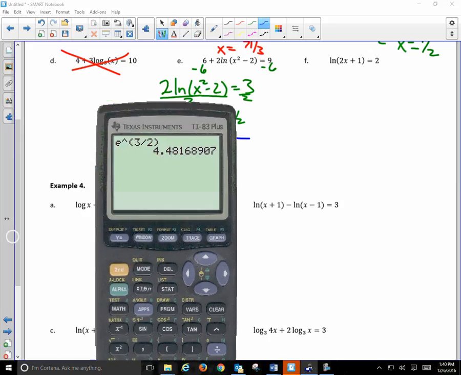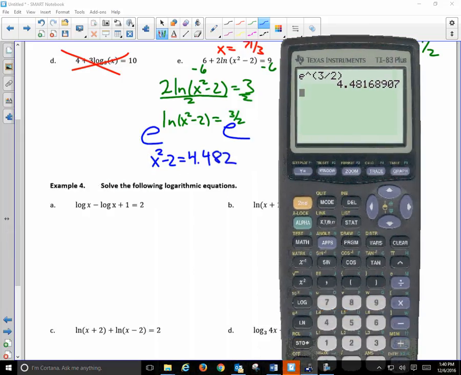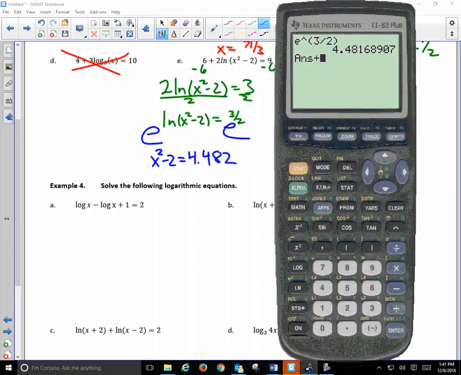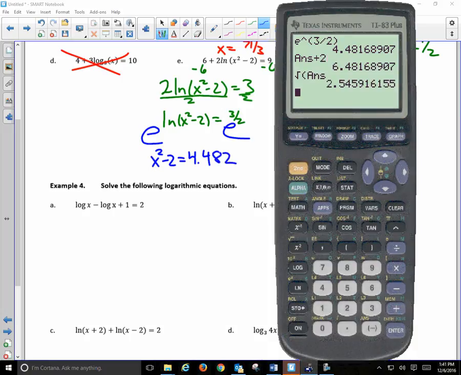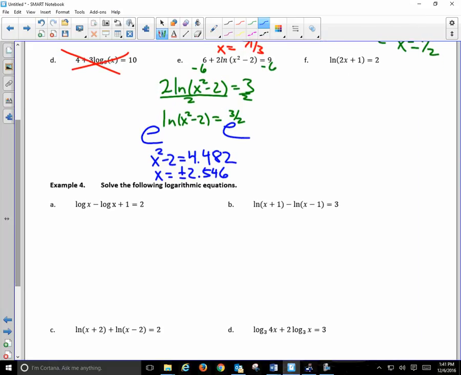All right, so I've got x squared is equal to that. I add the 2. And I square root the answer. And because this is an x squared, I get 2 solutions. X is equal to positive or negative 2.546. Why don't you try letter F on your own?